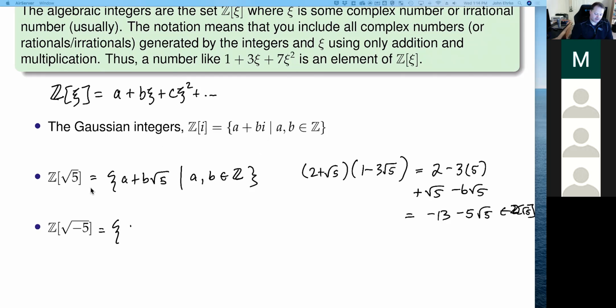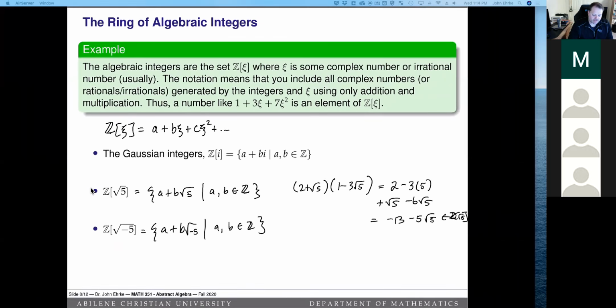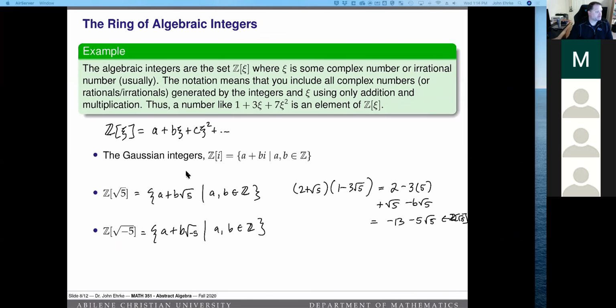So this would be the set of all a plus b square root of negative 5, where a and b come from Z. So it's an important example. We're going to say a ton more about these in the lectures that are coming up, but I at least wanted to get out ahead of that and show it to you. These are really important rings for us to look at. All right.